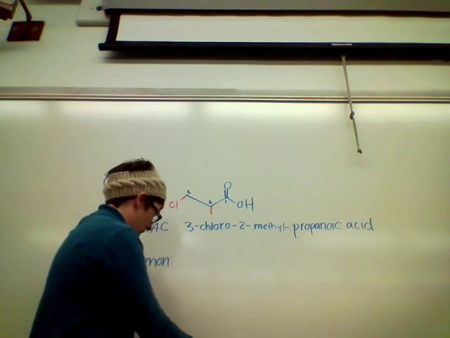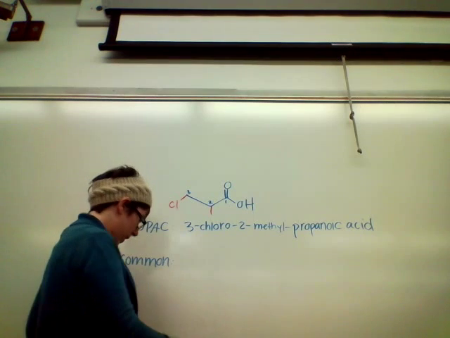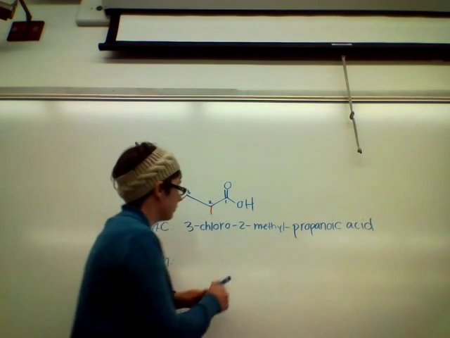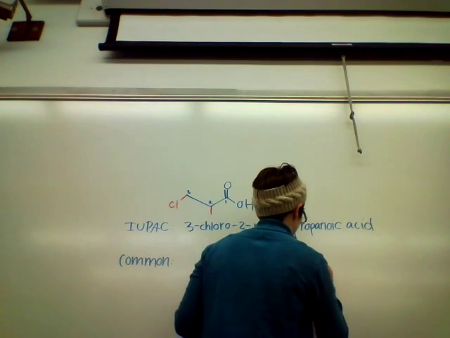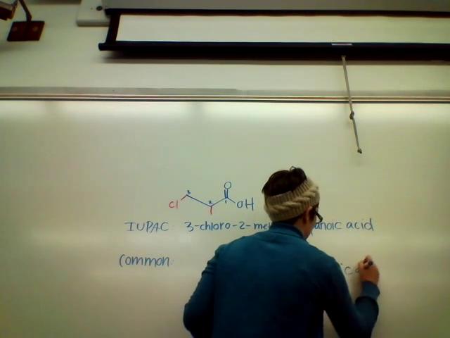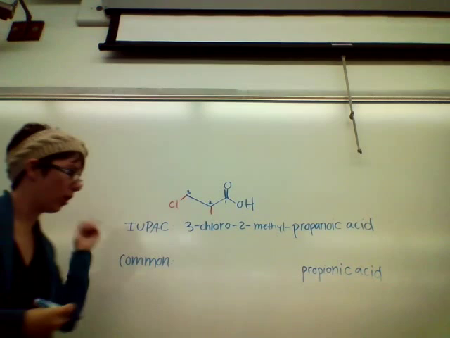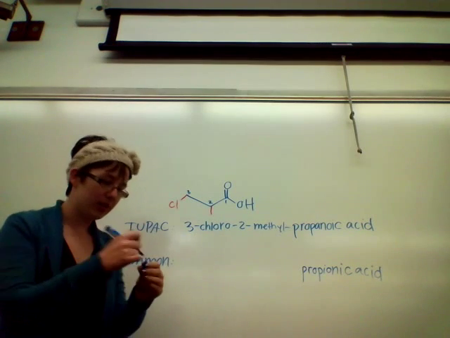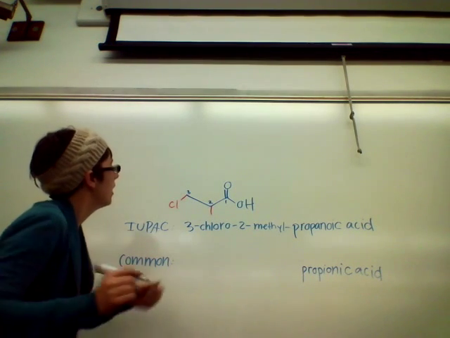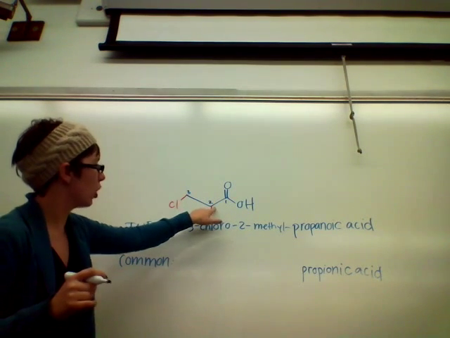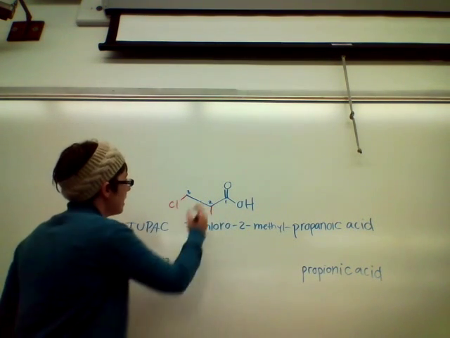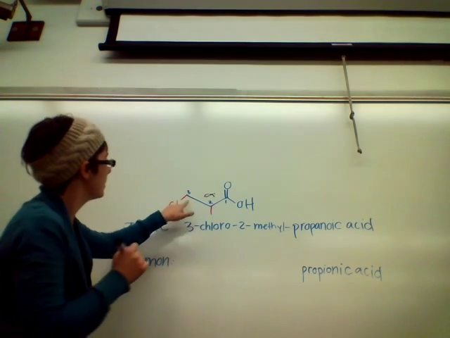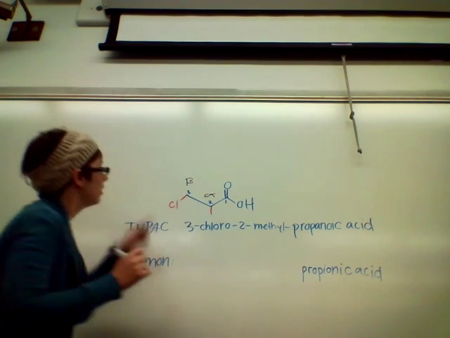Now, for common names, we're going to use propionic acid, which I guess I've been waiting to use. Propionic acid, that's the common name because we are using the common prefix. Now, instead of numbers, we use Greek letters. The position next to the carbonyl carbon, i.e. carbon number 2, is called the alpha position. Carbon number 3 is the beta position, and so forth.